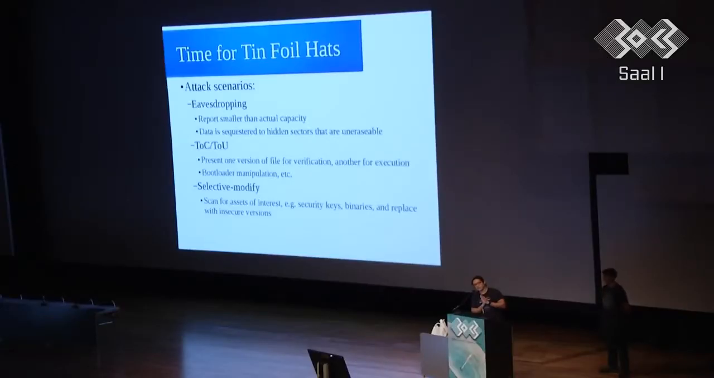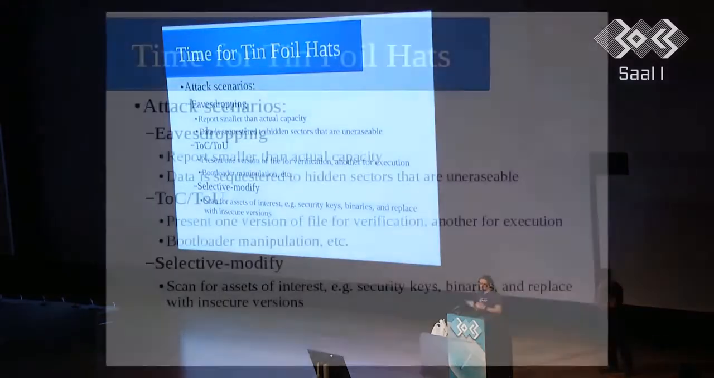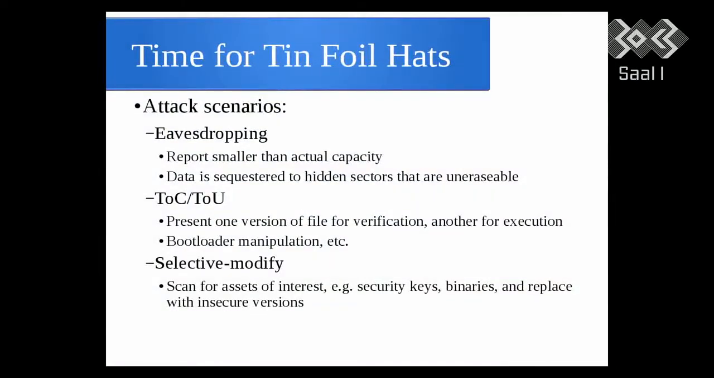So now time for tinfoil hats, right? Now that we know that we can run code on these things, what are the scenarios? Well, there's clearly a scenario for eavesdropping. This is the case where, unlike the people who are selling you fake cards, we actually give you a card with much more memory than we say we have. So there's 8 gigabytes in a card, we say we only have 4.